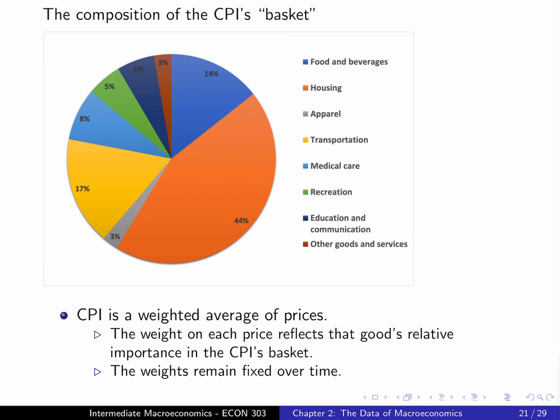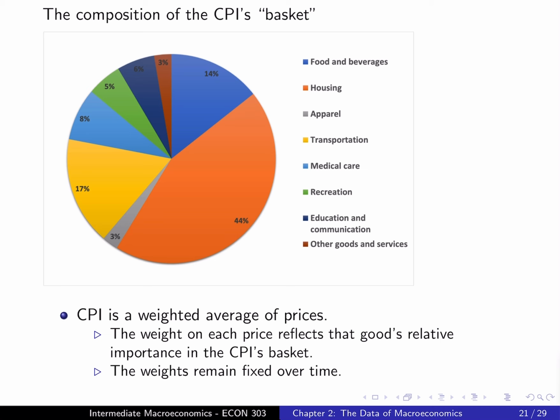Let's take a closer look at the composition of the CPI's basket. This chart shows the categories of goods and services that make up the consumer basket used in the CPI calculation. As you can see, spending is distributed across housing, food, transportation, medical care, and more.